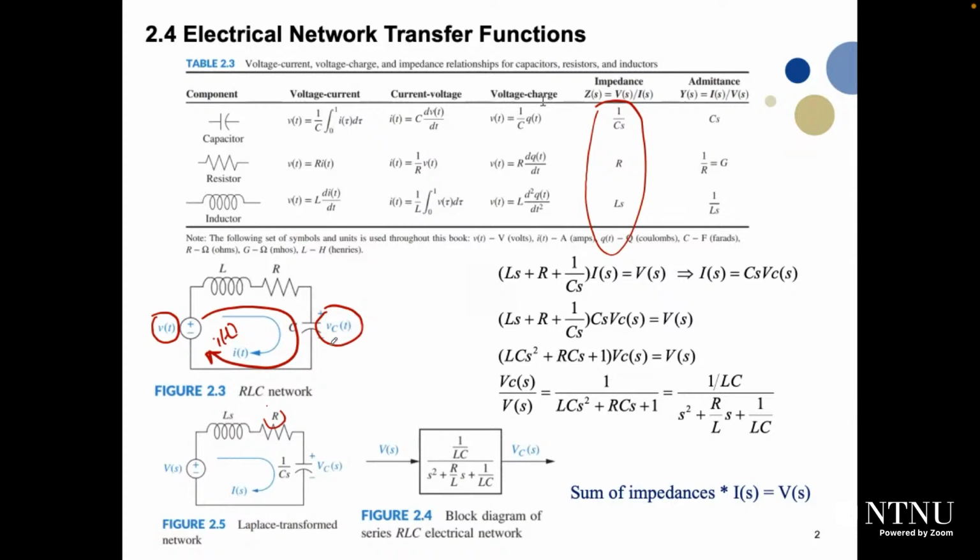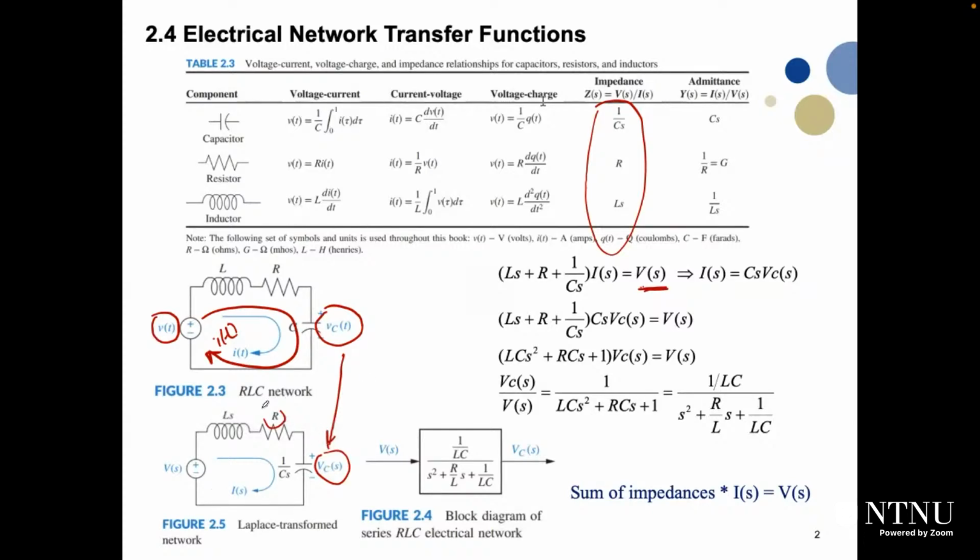Vc of t, we will convert into Vc of S, because this is the S domain form of the time domain Vc of t. It is the same for the source, which will be V of S. We will use Kirchhoff's voltage law. The summation of voltage on one side equals the summation of the voltage on the other side. Or you can say that the voltage drop across the source, V of S, equals the voltage drop across L plus the voltage drop across R plus the voltage drop across C.